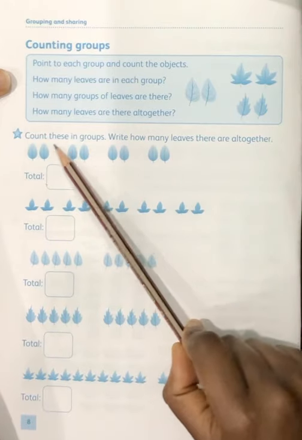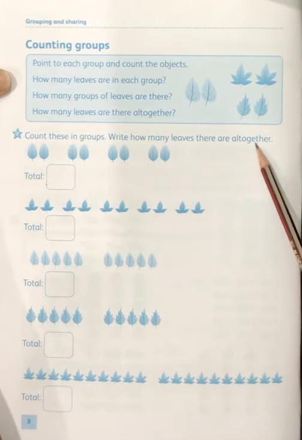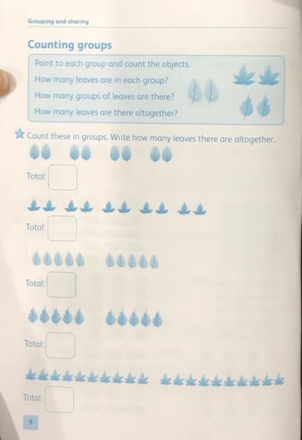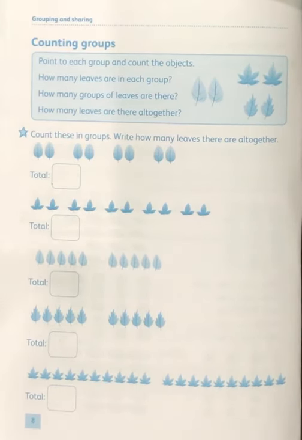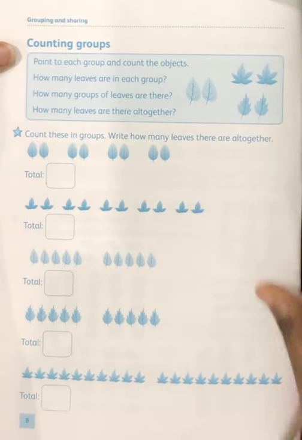Now, count these in groups. Write how many leaves are there all together. All together means addition, means you have to join all together and count and write the total. So we have addition in different forms, but the main thing about addition is joining together and counting to get the total. Okay? So the concept remains the same no matter what you see.